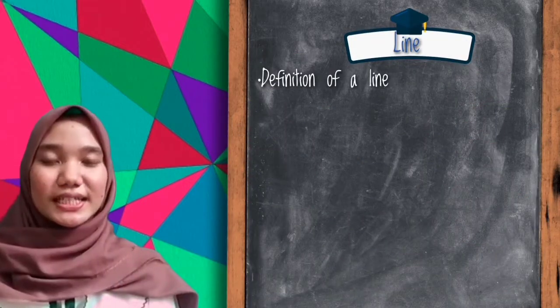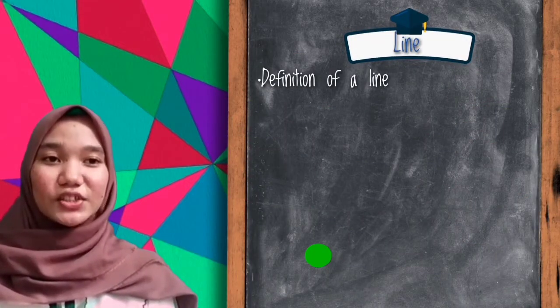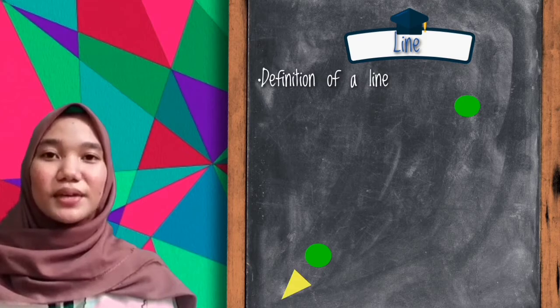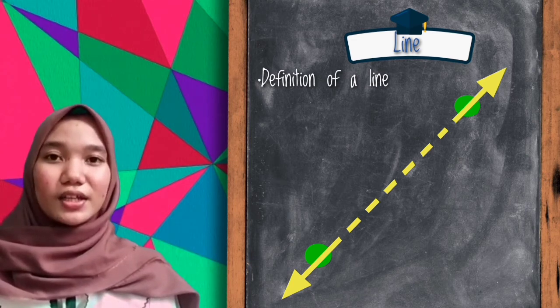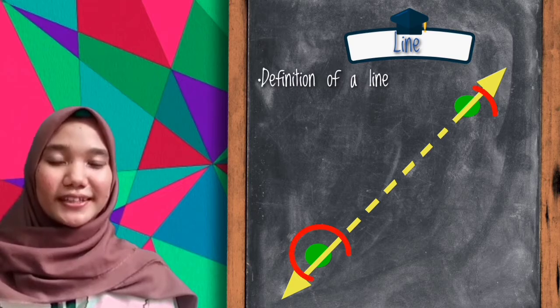A line is a collection of constantly linked points, and it can be extended infinitely in either of its directions. And a line can also be constrained by at least 2 points.